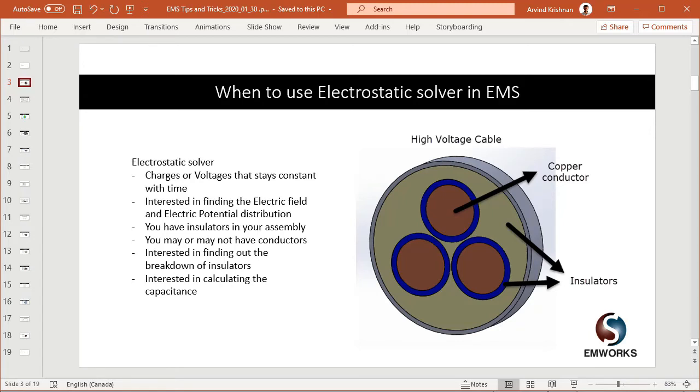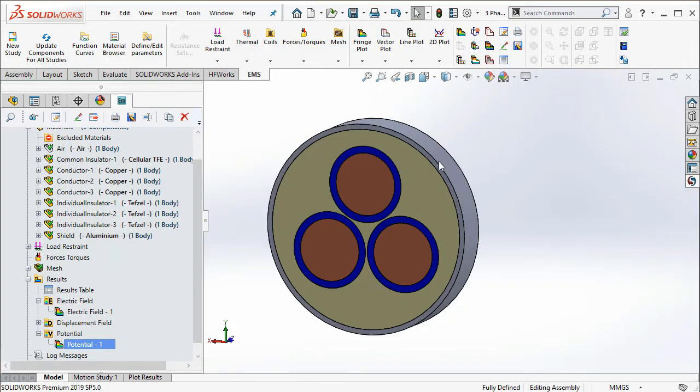You have to have insulators in your model. You may or may not have conductors. Mainly, this solver is employed when you're interested in finding out the breakdown of insulators, and also if you're interested in computing the capacitance. Let us look at an example.